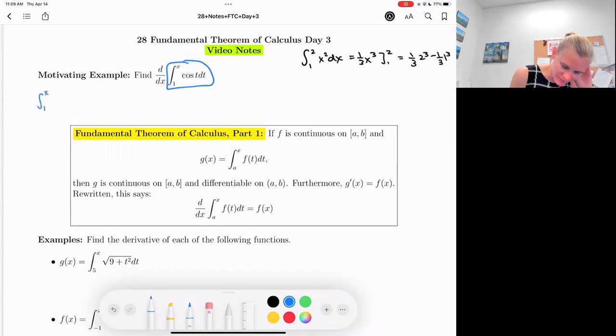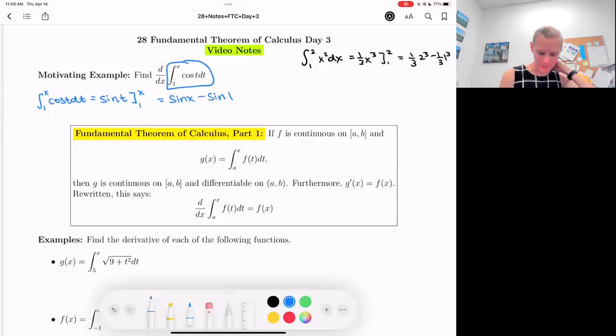So if I want to do the integral from 1 to x of cosine of t dt, I start out by finding the antiderivative of cosine, which is sine. And then I plug in my bounds, so I end up with sine of x minus sine of 1. Sine of 1 is just going to be a number.